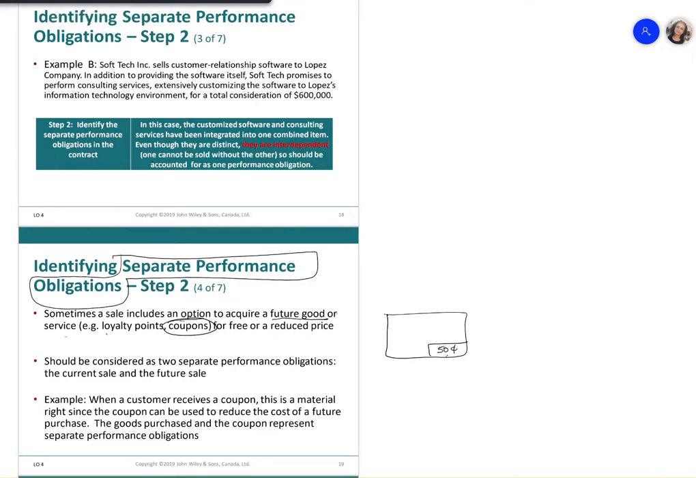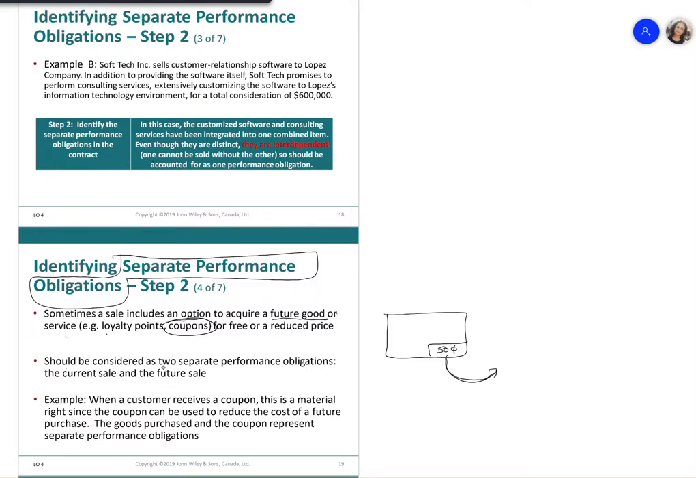In this case, the customer will bring that coupon when they buy it next time, and you have to give them 50%. So this 50 cent is to be used for the future service or future good. So this is what it means for free or reduced price.